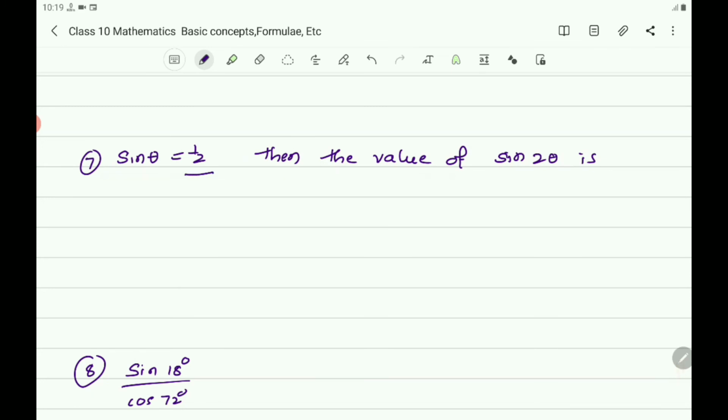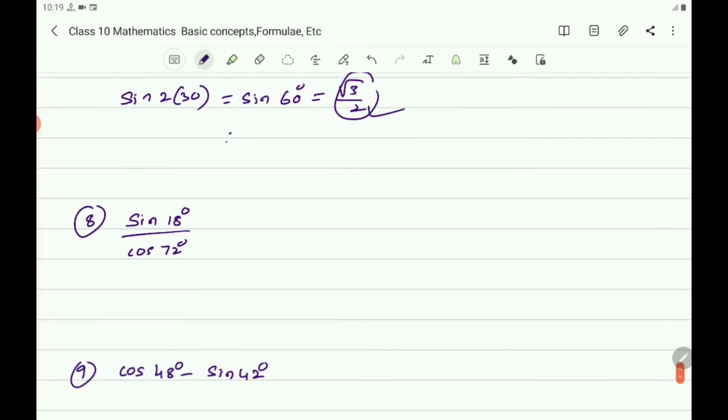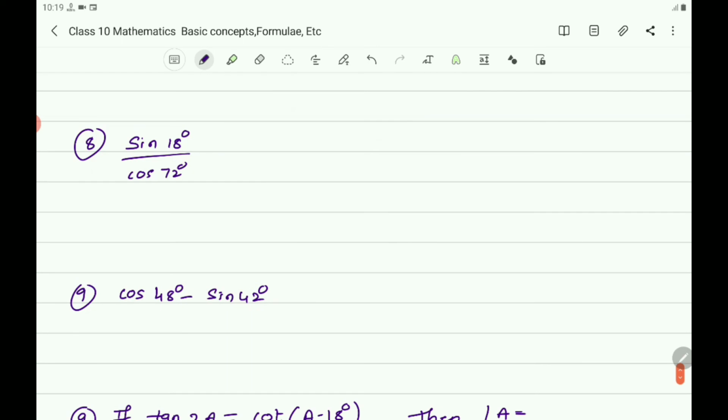Sin theta equals 1 by 2. Then the value of sin 2 theta. So sin theta is equals to 1 by 2 means you know that sin how much is 1 by 2? Sin 30 is 1 by 2. Then sin 2 into 30, that means sin 60. Sin 60 equals how much? Sin 60 is root 3 by 2. Therefore sin 2 theta is equals to what? Root 3 by 2. If sin theta equals 1 by 2, then sin 2 theta is root 3 by 2. Next you take the question number 8.